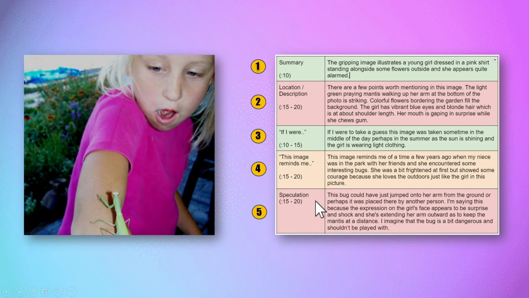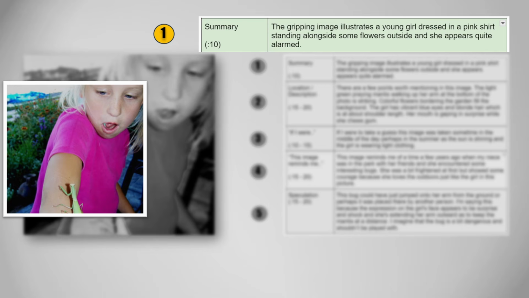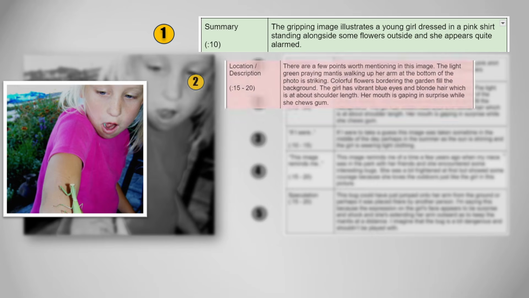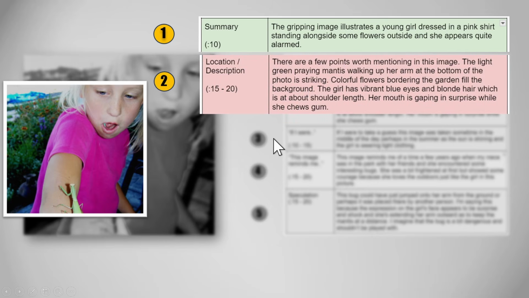Let's break it down one by one. I'll go through it a little more quickly this time. Here's the image of the girl, and the first step is the summary. The gripping image illustrates a young girl dressed in a pink shirt, standing alongside some flowers outside, and she appears quite alarmed. Step number 2, location description.